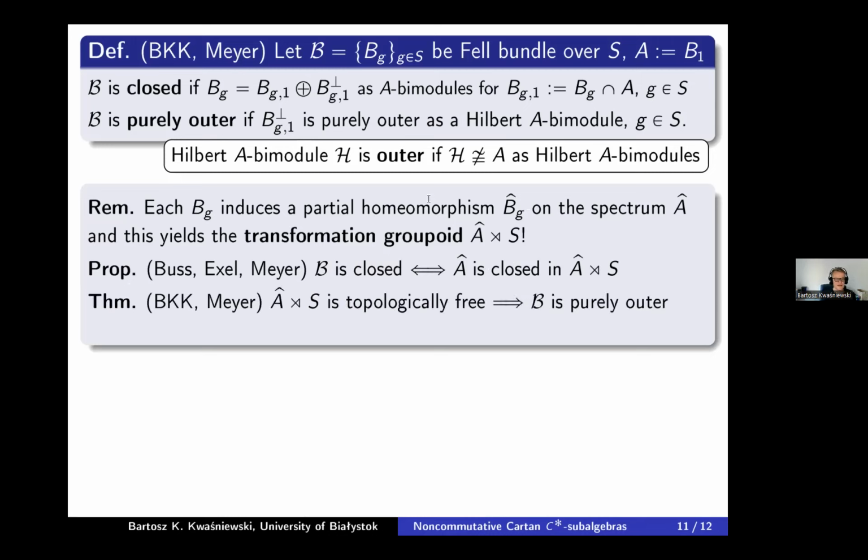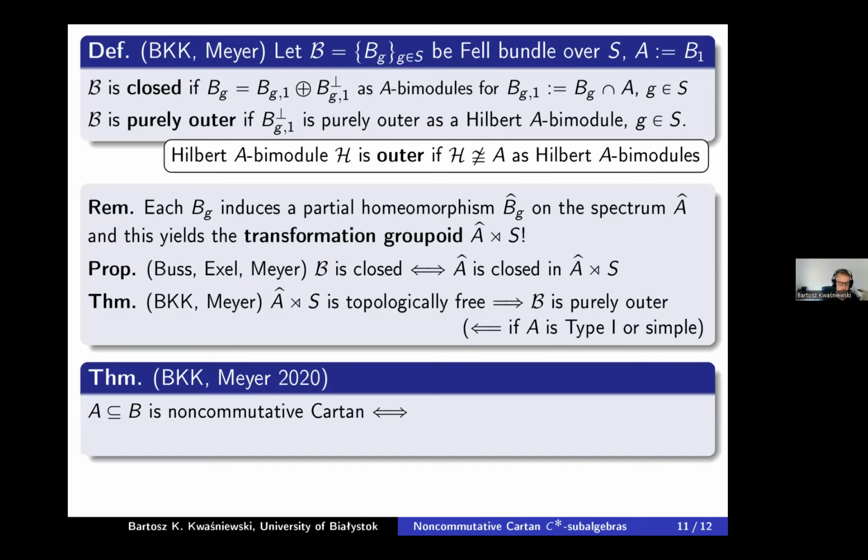And outerness is linked with topological freeness by our work with Ralf. So if this transformation groupoid is topologically free, then the Fell bundle is purely outer. And you may come back sometimes. If the small algebra A is not far from commutative, so type 1, or if it is simple, then you can actually go back. So pure outerness is equivalent to topological freeness.